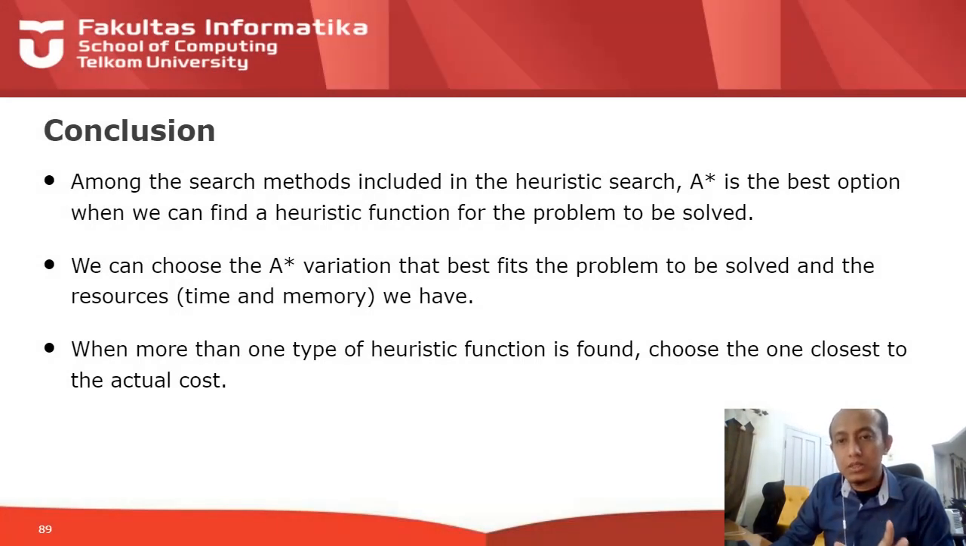Among the search methods included in the heuristic search, A star is the best option when we can find a heuristic function for the problem to be solved. We can choose the A star variation that best fits the problem to be solved and the resources, time and memory we have. When more than one type of heuristic function is found, we can choose the one that is closest to the actual cost.